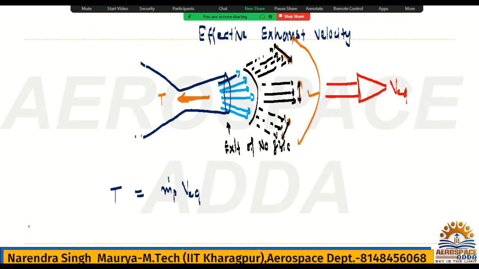I told you the effective exhaust velocity or equivalent exhaust velocity is often used to compare the effectiveness of different propellants in producing thrust in a rocket engine. Now, v equivalent is nothing but T divided by m dot P. T is nothing but thrust, divided by the mass flow rate of the propellant.